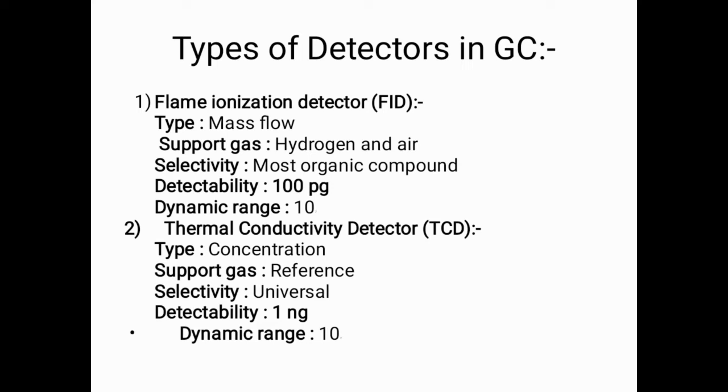The second detector is the thermal conductivity detector. It is a universal detector which can detect all types of compounds, and the carrier gas usually used is hydrogen, helium or any reference gases. It can detect up to 1 nanogram. Its dynamic range is 10^7.